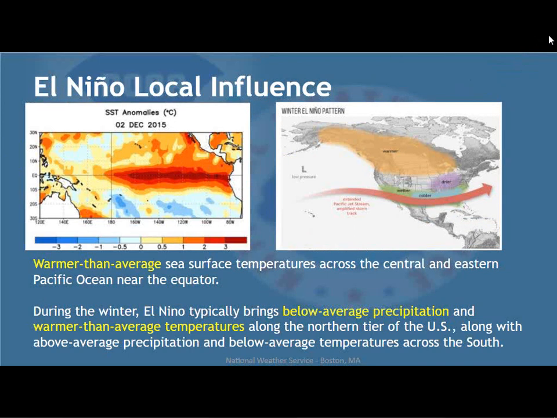So some of the local influence from El Nino, as we talked about. During El Nino conditions, the jet stream tends to move a little bit further south over the United States, resulting in wetter and colder conditions across the southern tier of the United States, and generally drier and warmer conditions for portions of the northeastern United States. And as far as the wintertime goes, El Nino winters in New England are often associated with a higher frequency of freezing rain events and mixed precipitation events due to the warmer conditions.